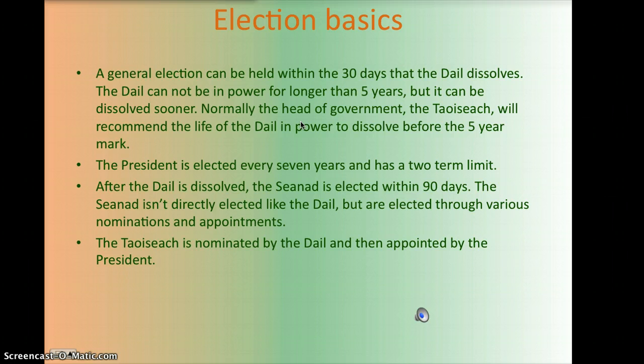After the lower house is dissolved, the upper house is elected within 90 days. The upper house is not directly elected like the lower house, but is elected through various nominations and appointments within government. The head of government is nominated by the lower house and appointed by the president.